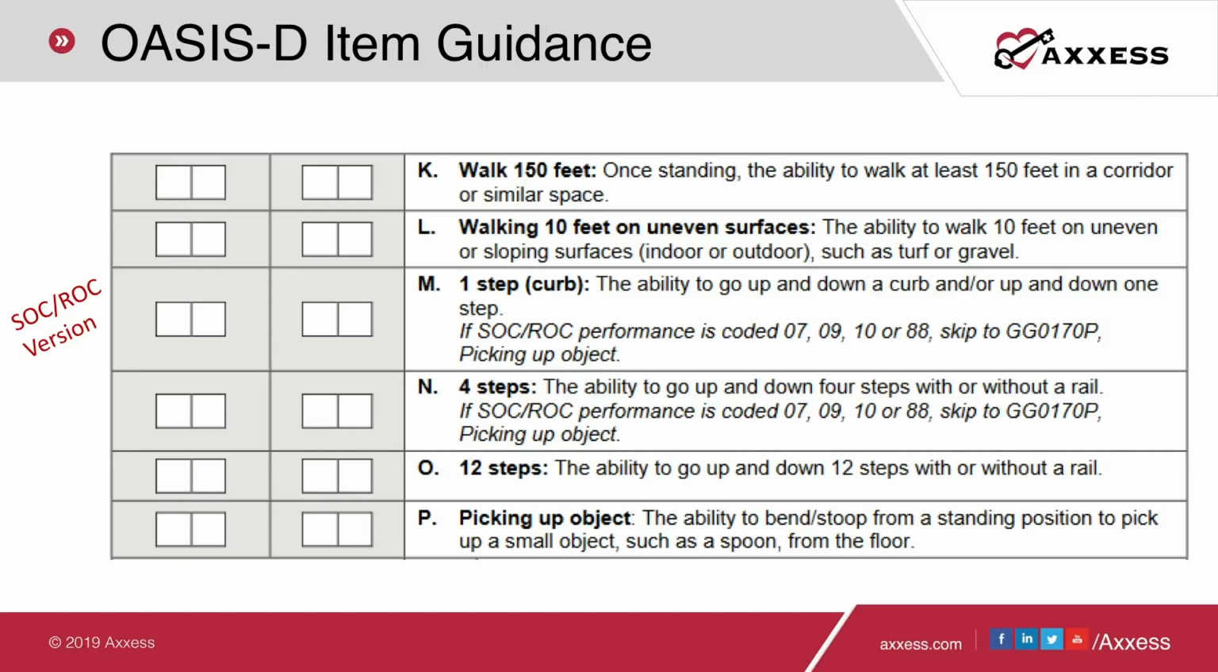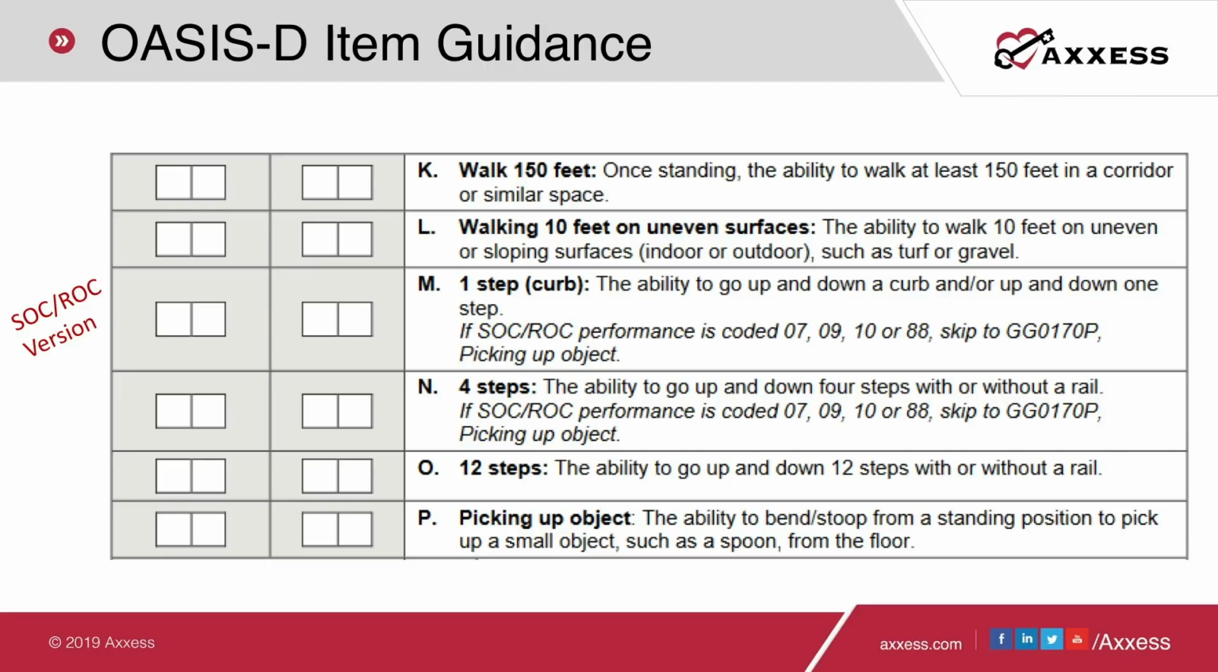N is 4 steps. This is the patient's ability to go up and down 4 steps with or without a rail. O is 12 steps, the ability to go up and down 12 steps with or without a rail. P is picking up an object. This is the patient's ability to bend or stoop from a standing position to pick up a small object such as a spoon from the floor. Now you'll notice, by the way, on row M and N, if at start of care we code those as 07, 09, 10, or 88, it skips down to picking up the object, right?